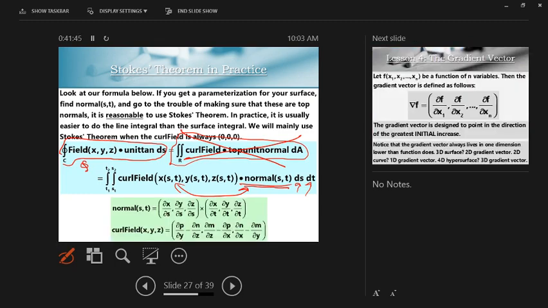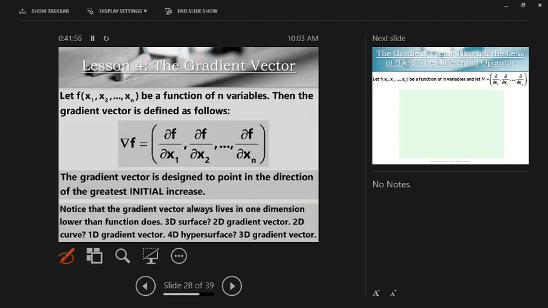So typically a path integral is easier. Just keep that in mind. That's just a practical thing. There's no mathematical theorem here. It's just from a computational perspective. We often find that the path integral is a little bit easier.